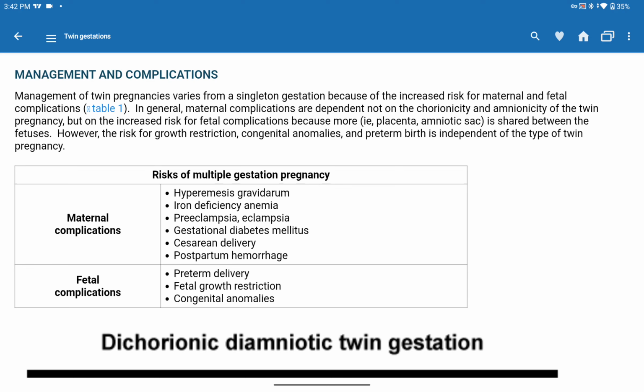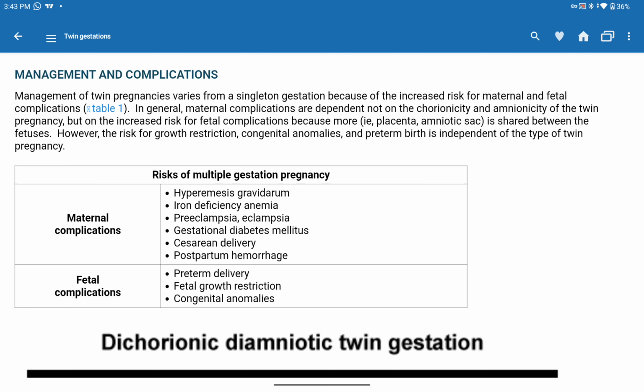Iron deficiency anemia occurs because there is increased load, and also preeclampsia and eclampsia. This is one of the major causes of the need to induce labor, because of the preeclampsia and eclampsia occurring in the twin pregnancy. So most twin pregnancies do not complete the full gestational age. Then gestational diabetes mellitus and cesarean delivery, since two fetuses are difficult to pass out, and postpartum hemorrhage, which might be due to placenta accreta associated with it, or multiple retained placenta conceptus.